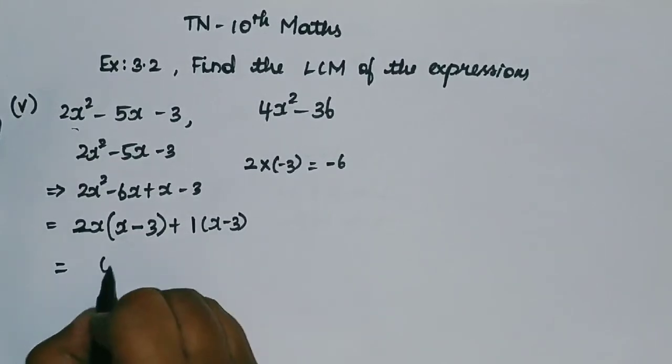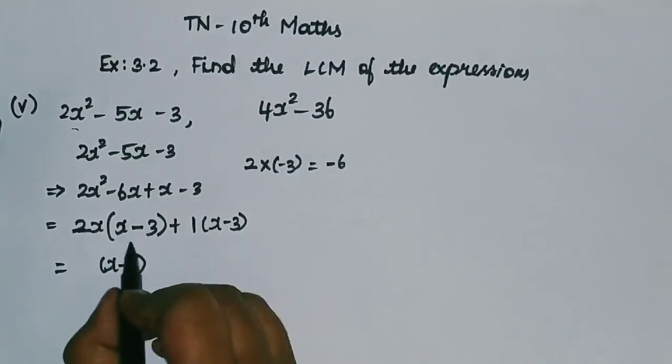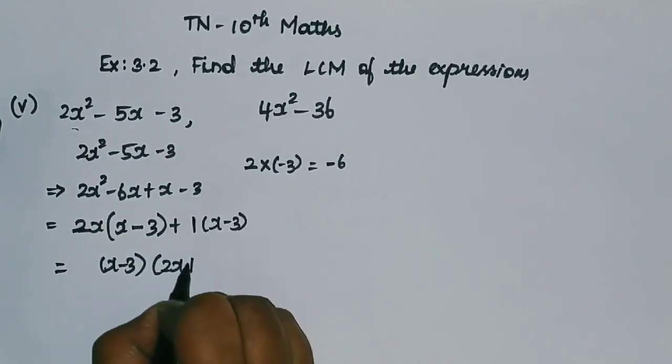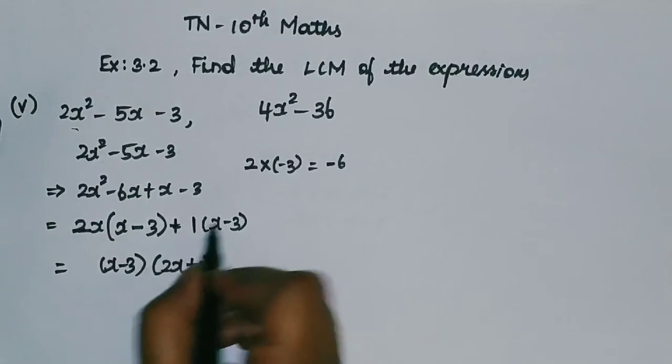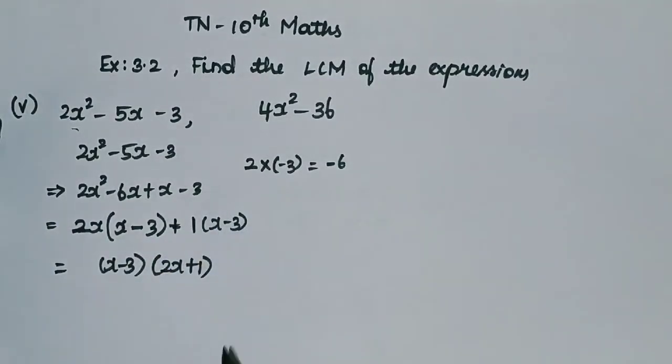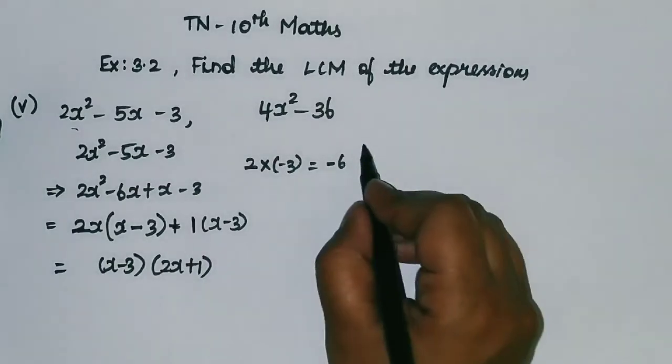And the next step, x minus 3. Both the terms you have x minus 3 common. And the next step, 2x plus 1. Here we have nothing to take common outside, so I'm just putting 1 here. So this is the final answer.